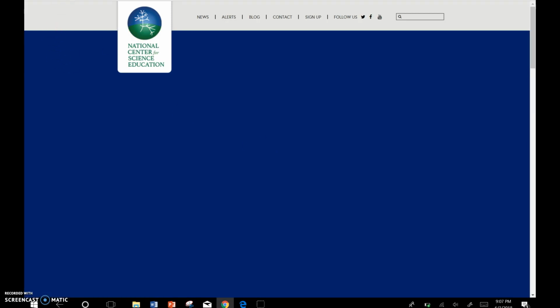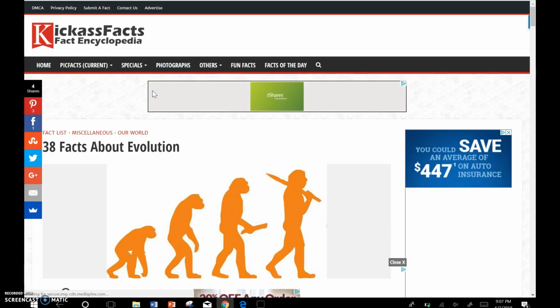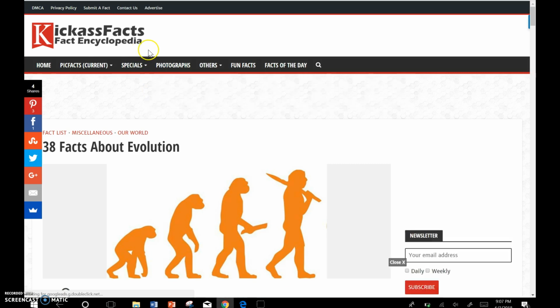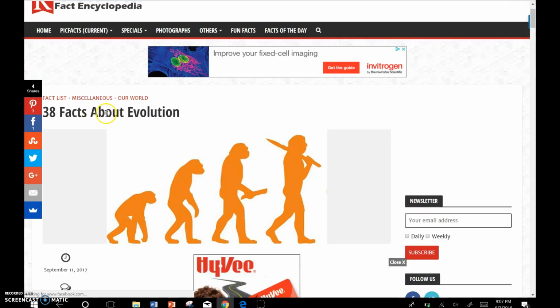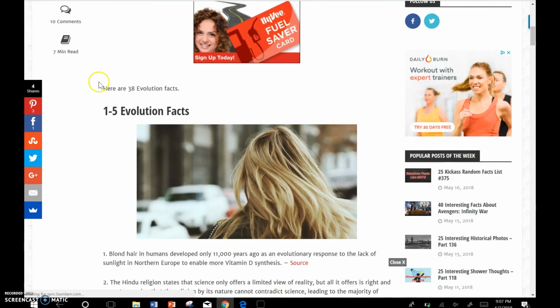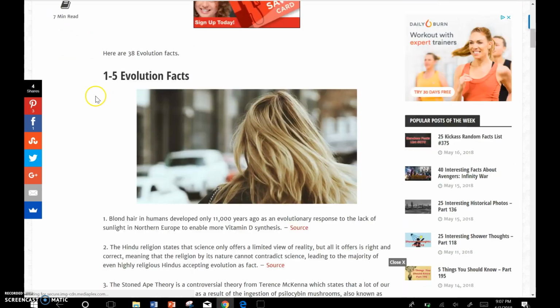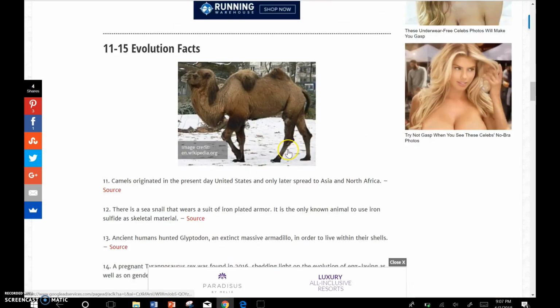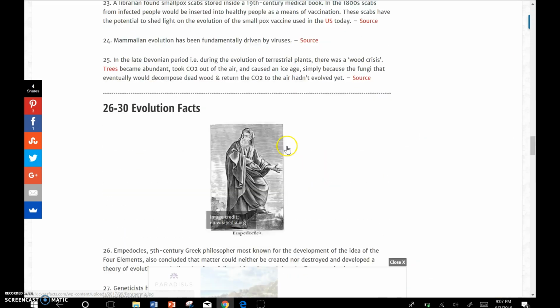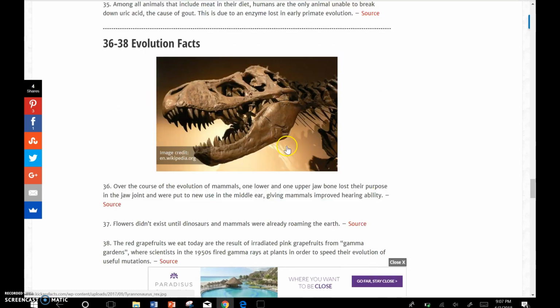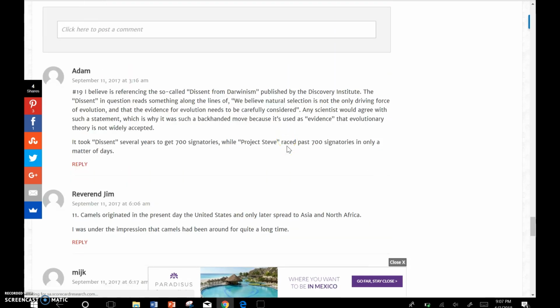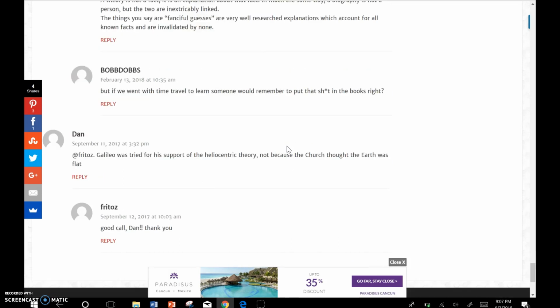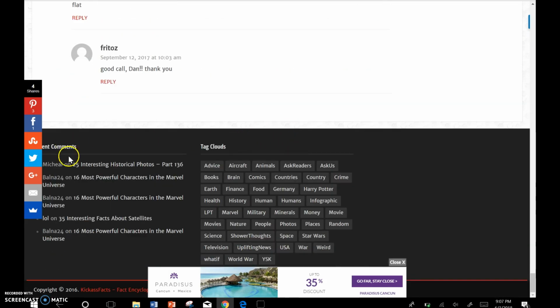Now take, for instance, this evolution website called Kick-Ass Facts About Evolution. 38 facts about evolution. And we can scroll down and we can see when it was created. We can also see the facts, the kick-ass facts about evolution. But anywhere on the website, when we try to locate who the actual curator of the site is, particularly if we go down to the bottom, we don't find anybody responsible for curating or maintaining this site.